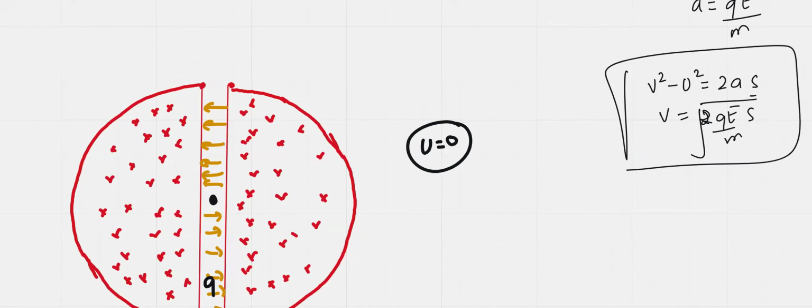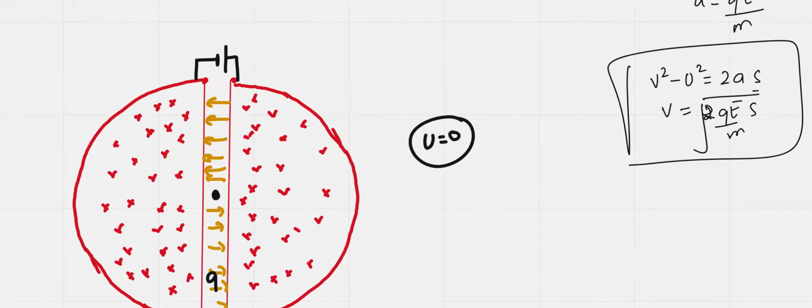You can simply say we have provided this kind of battery. Okay? So due to this battery, there's some electric field. Let's make the initial velocity equal to zero. There's some battery V, so this is going to provide some electric field.